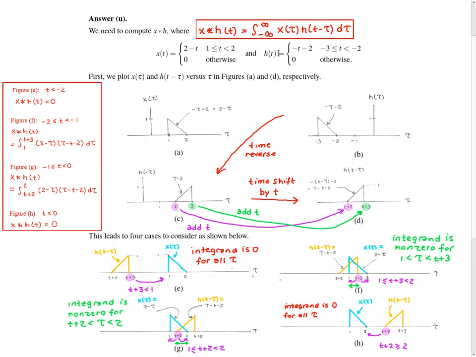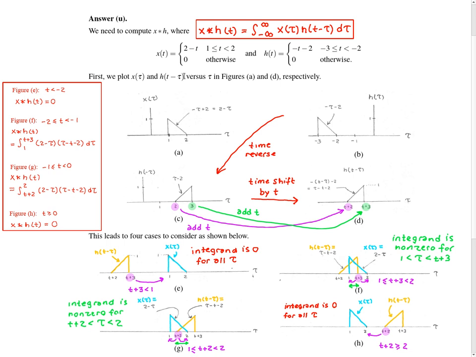So the first thing that we need to do is plot x of tau and h of t minus tau versus tau. Plotting x of tau is relatively straightforward. We can just do this directly from plotting the formula that we're given for x, which leads to the graph that's shown in figure A. To plot h of t minus tau versus tau, we're going to do this in stages. It's very error prone to try to do this all in one step.